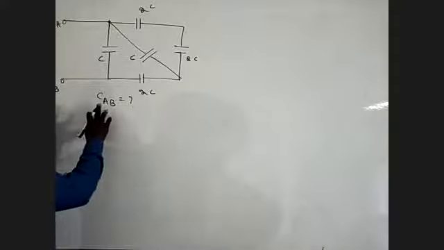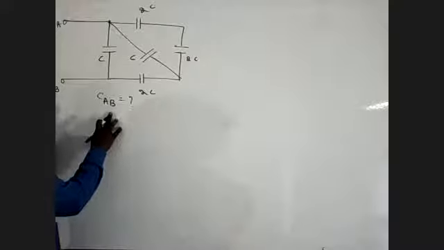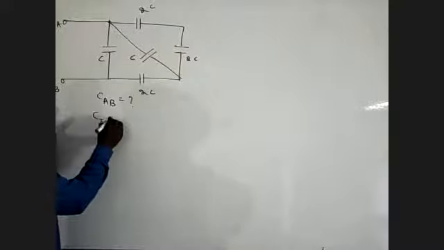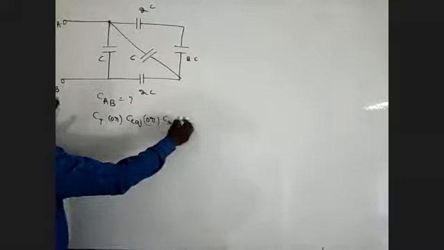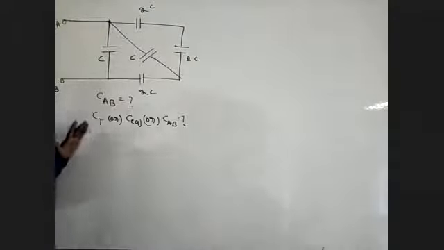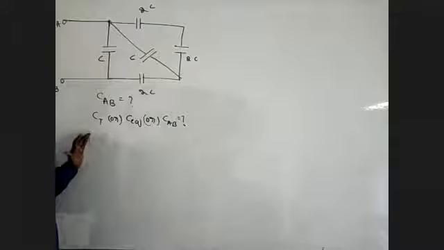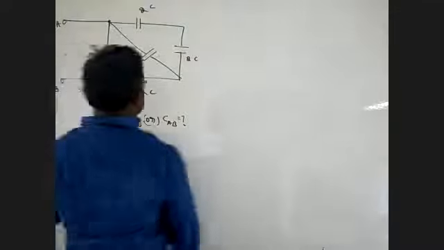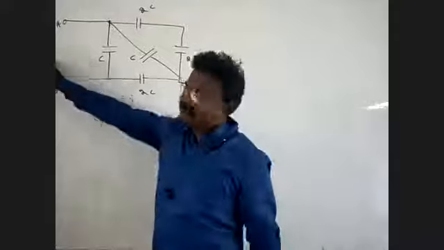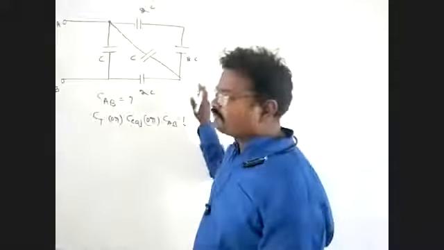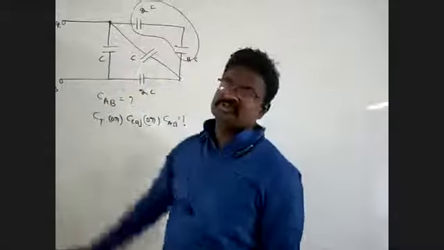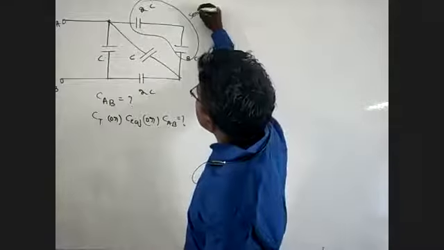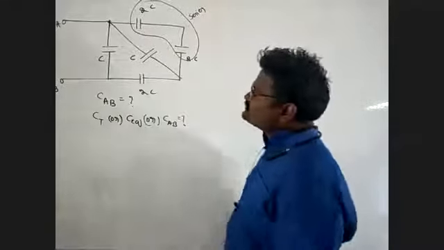In the circuit, we have to find CAB. We call this C total or C equivalent, or CAB, all the same. Now we are going to calculate this type of question. We start from the ending of the circuit, not the starting. These two capacitors are in series connection.